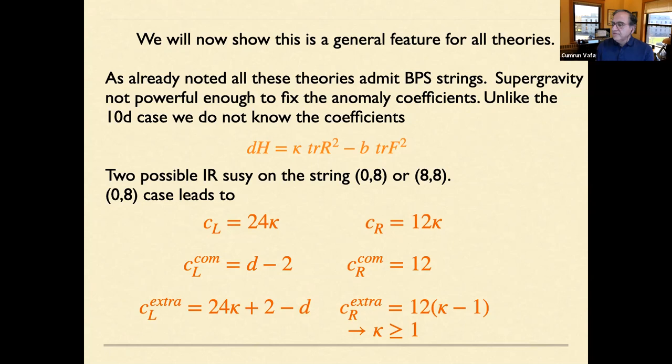And for the left mover central charge, we learn that the extra central charge is the balance of 24 kappa and d minus 2. So the extra central charge is 24 kappa minus (d minus 2). We still don't know what kappa is. Kappa could be any number bigger than or equal to 1 a priori.